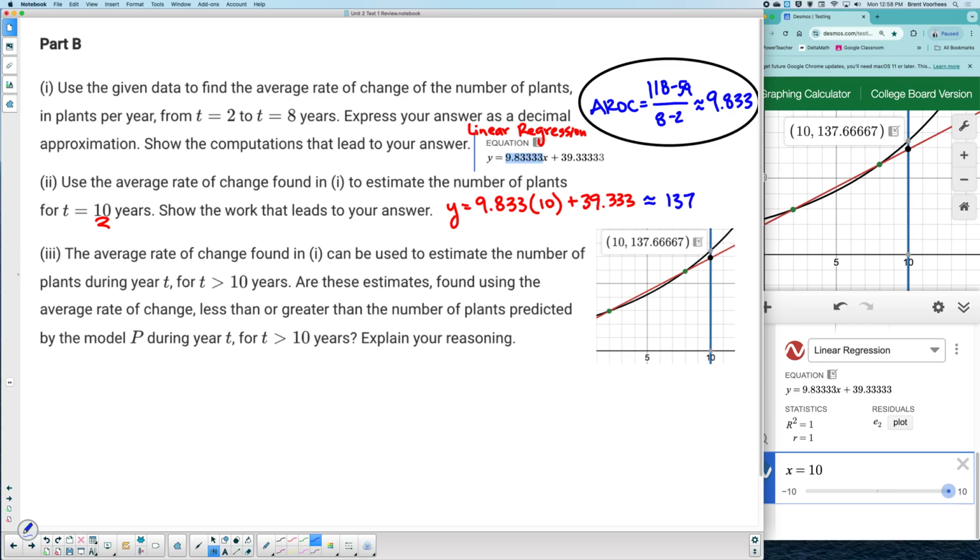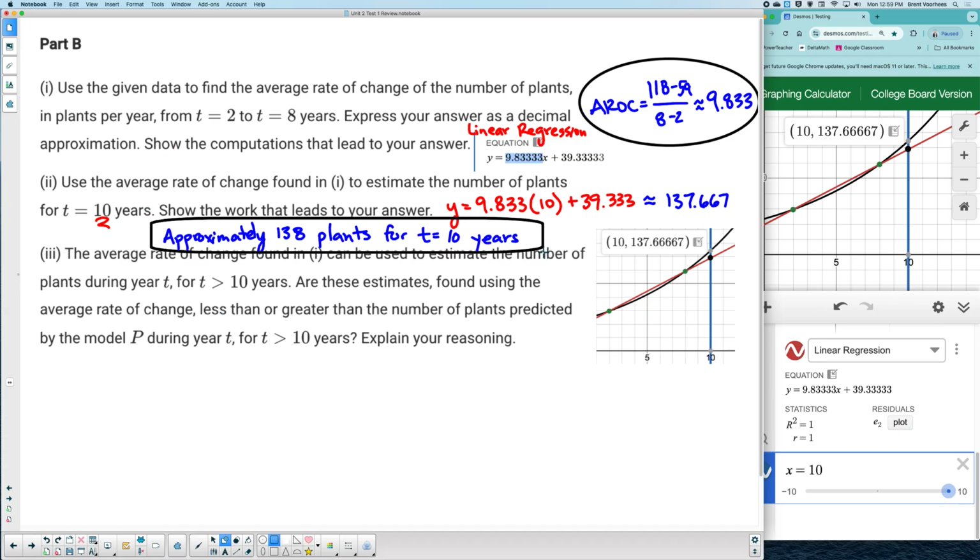Whoops, 137.667. So can you have that many plants? Can you have a decimal of plants? So I would actually write the answer here of approximately 138 plants for t equals 10 years. Okay, so I would actually write that for my answer, just because you can't have a decimal of a plant. So that should make sense.